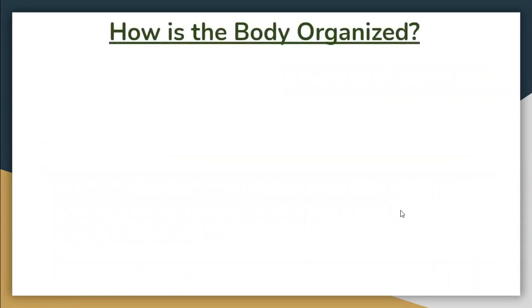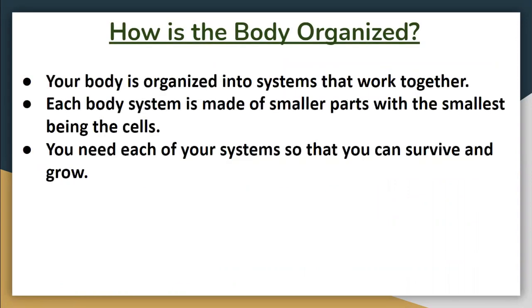How is the body organized? Your body is organized into systems that work together. Each body system is made of smaller parts, with the smallest being the cells. That's what our last lesson was on, cells. So you learned about those. You need each of your systems so that you can survive and that you can grow.